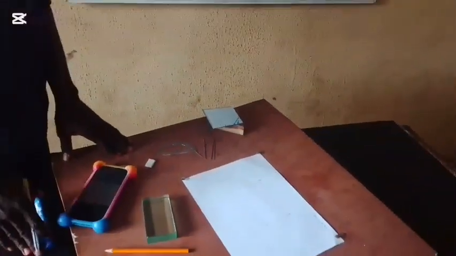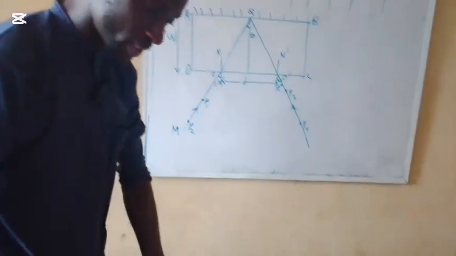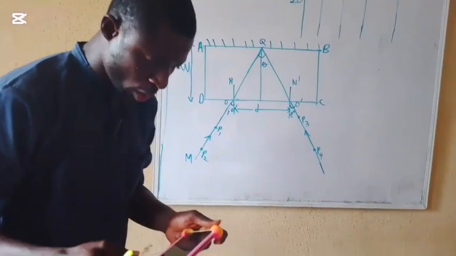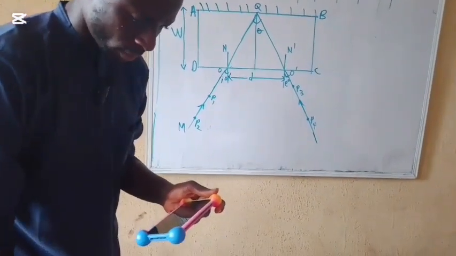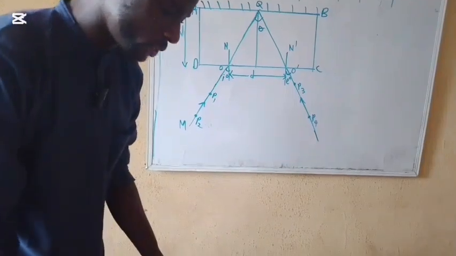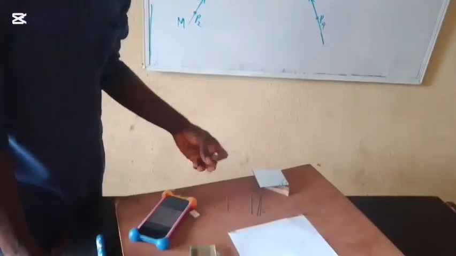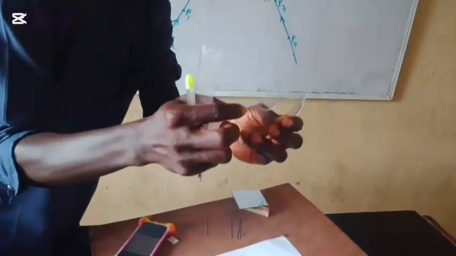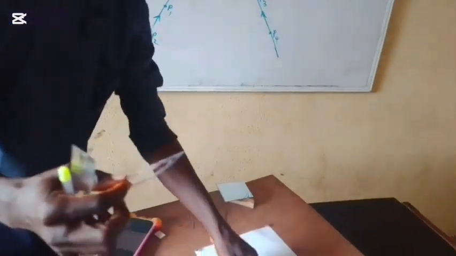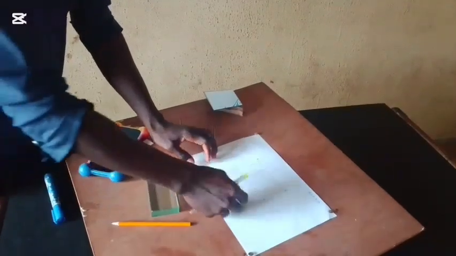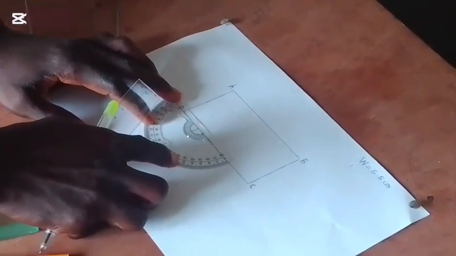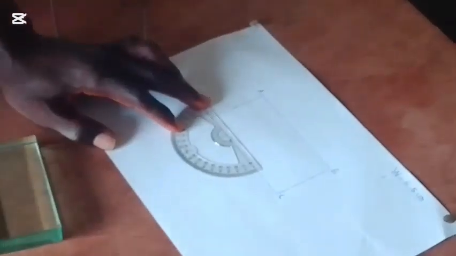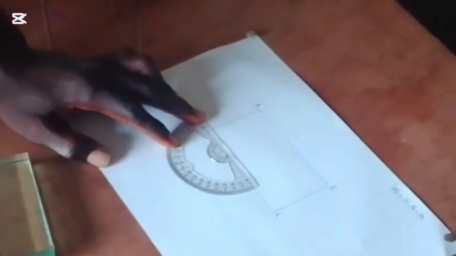You have to make sure that you are getting the accurate reading when you are marking, so it will not affect your result. So I want to draw my normal ON at DC. To draw my normal, I will need my protractor. Make sure that the straight line on this protractor lies on the straight line of your rectangular block, and the point is where I noted. So this is how I want to get my normal.